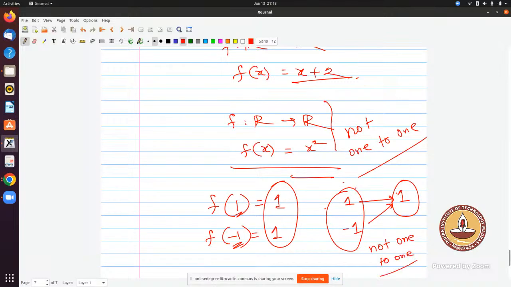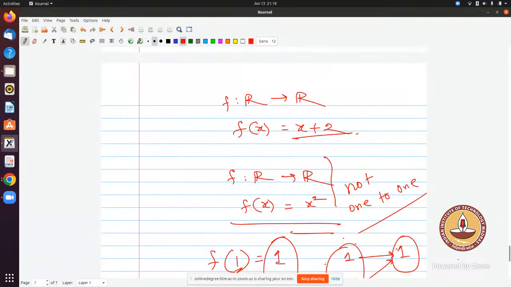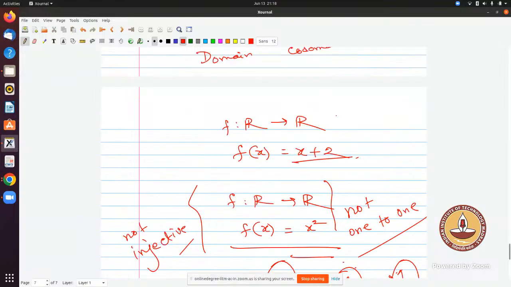Clear? Okay, sir. What is the function called, sir? There is no name. This is not a one-to-one function. It is not injective. Not one-to-one. Injective and one-to-one are basically the same thing. Now, what about the first one? Anyone? What about the first one? x plus 2. It is one-to-one.